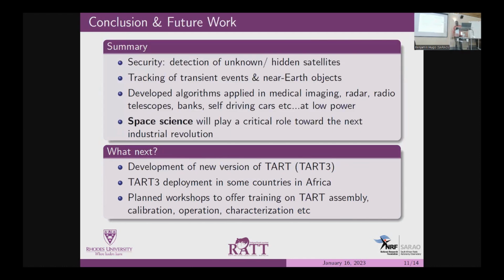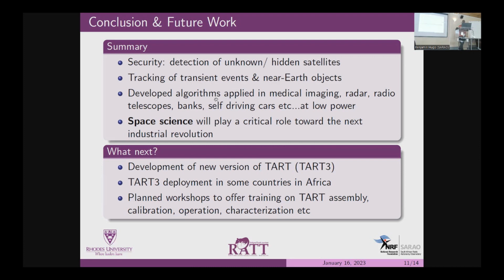Now, TART, you can do a lot of things with it because you can track down transient events. You will then be able to even identify hidden satellites, which means for security purposes, even around the ground star, you can say, oh, what's that? Because we are supposed to know the satellite. So if there's a guy who has just thrown a satellite up there and is hidden somewhere, TART will pick it up.